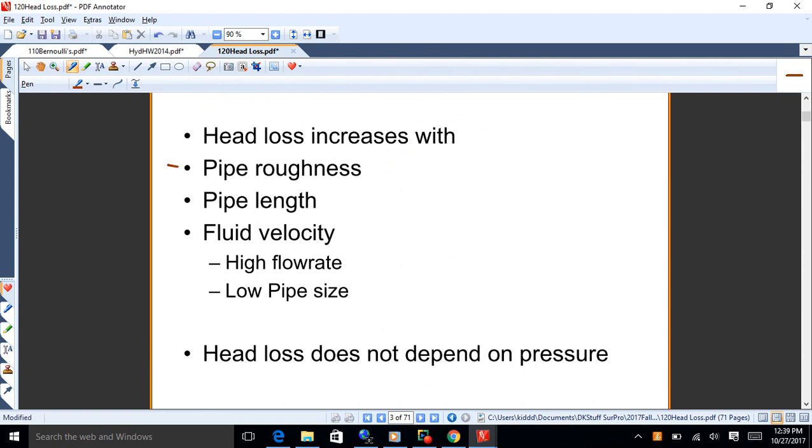Obviously, a rough pipe, you'll get more friction. A longer pipe, you've got more head loss that builds up over the length. And high velocity gets you more turbulent, rougher flow, which gets you more friction. High velocity occurs because you're using V equals Q over A. So if you push more flow rate through, that's Q, you get higher velocity. And if your A goes down, you get higher velocity.